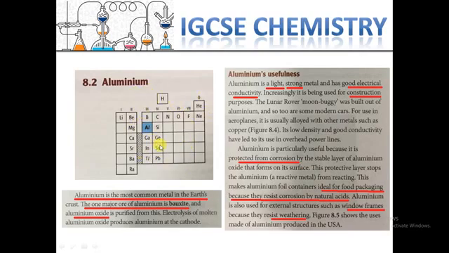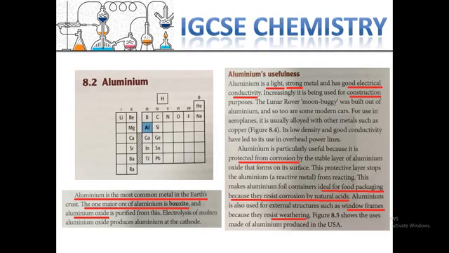We have done group 1 and group 2, so today we are going to move to the middle of the periodic table, where the transition metals or transition elements are. Aluminium is the most common metal in the Earth's crust, so the Earth's surface. That means it's very available for humans, and they can use it for many applications.